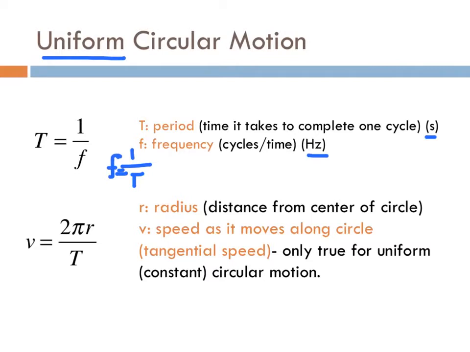Also, because we are talking about the speed as it moves along the circle, we can say that the circumference, or the distance around a circle, divided by the time it takes to go around the circle will give us constant speed.